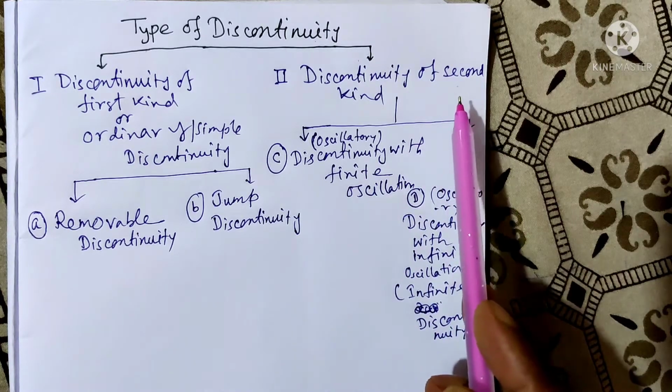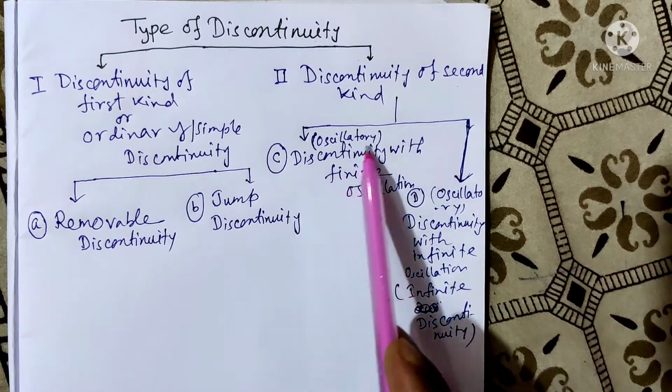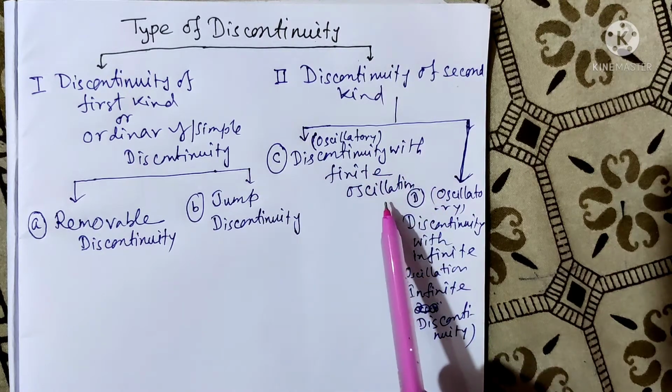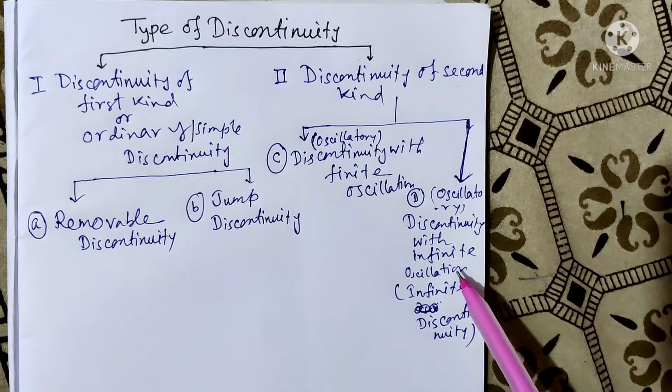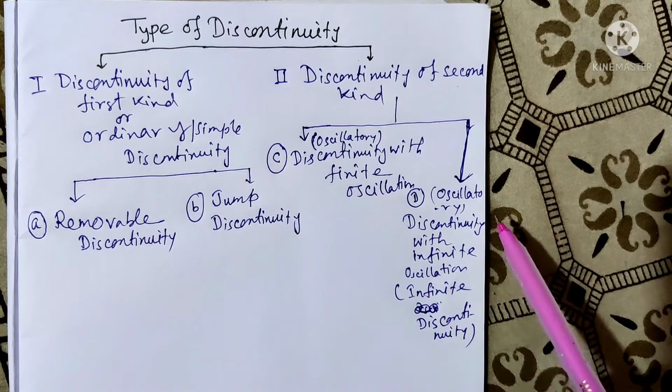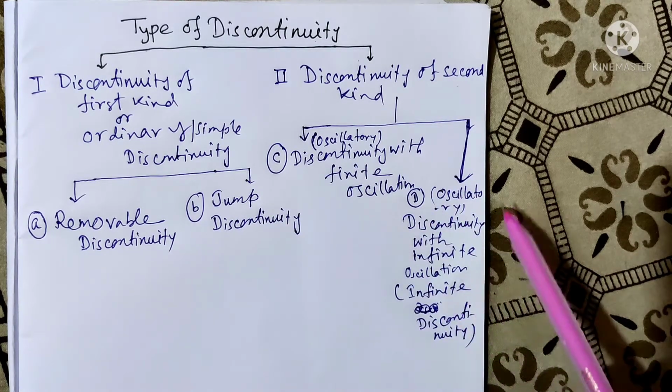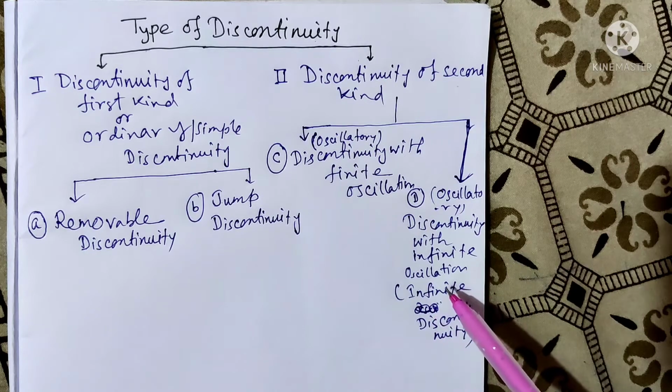And discontinuity of the second kind are oscillatory discontinuity with finite oscillation, or oscillatory discontinuity with infinite oscillation, or this kind of discontinuity is called infinite discontinuity.